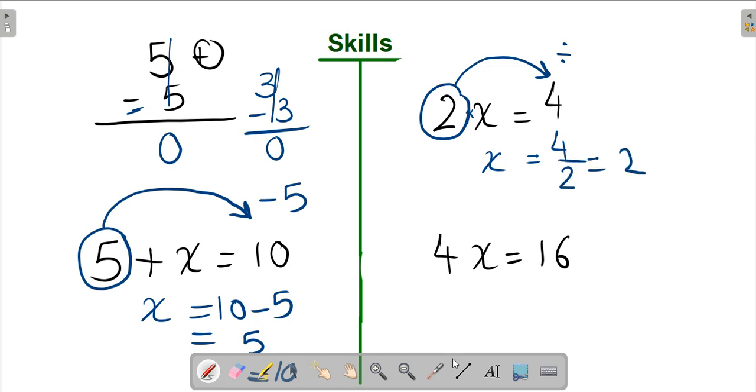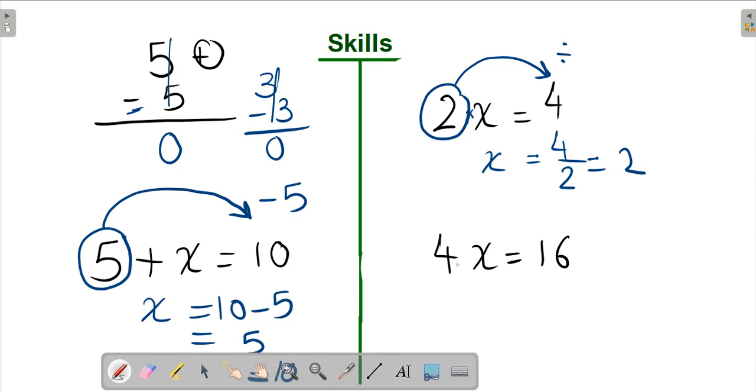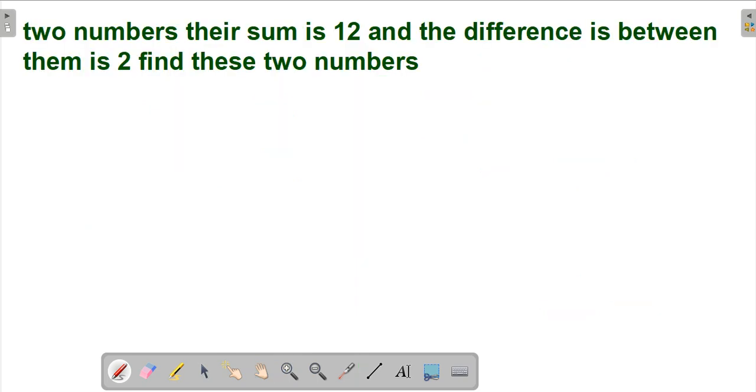And the same, 4x equal 16. 4x means 4 times x. X equal, send 4 to the other side by division. 16 divided 4 equal 4. Be sure you are very tough in times table, okay? It's very simple. Now let's get into our lesson.